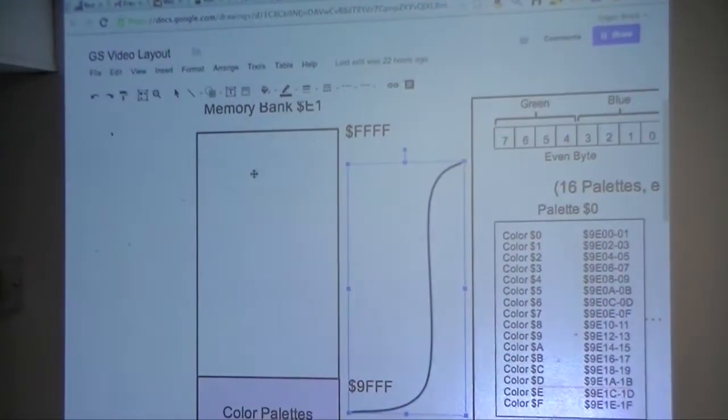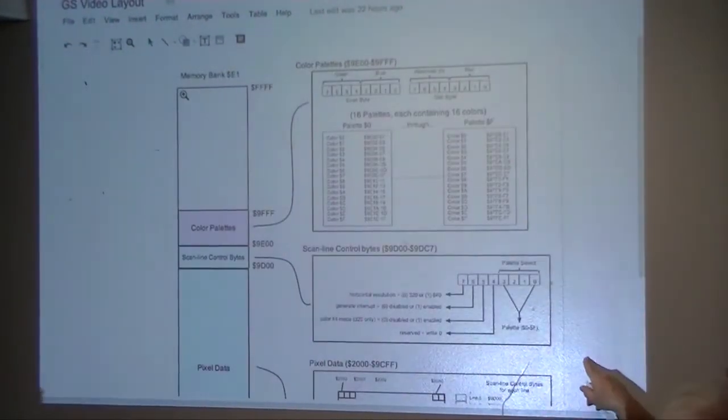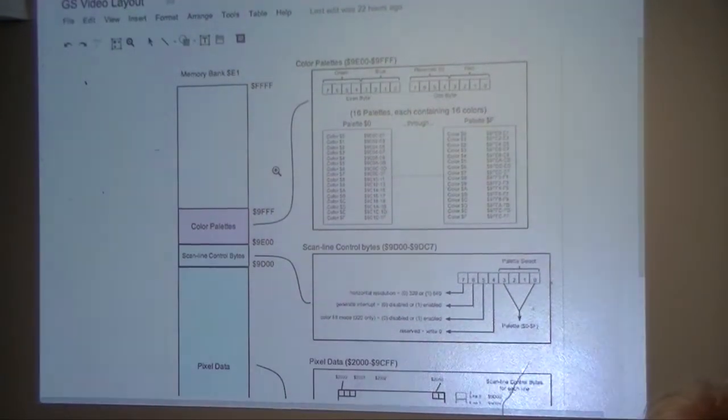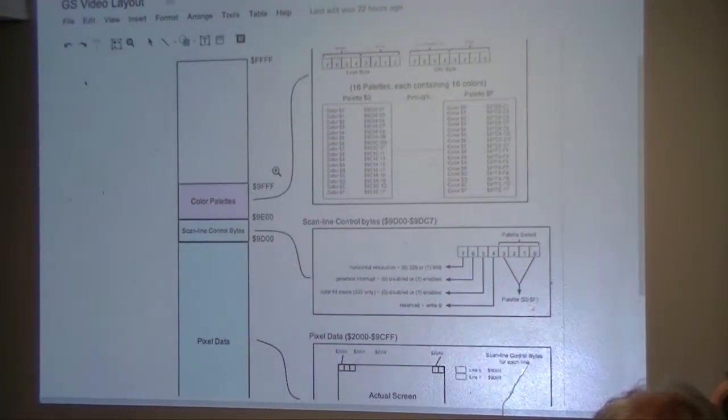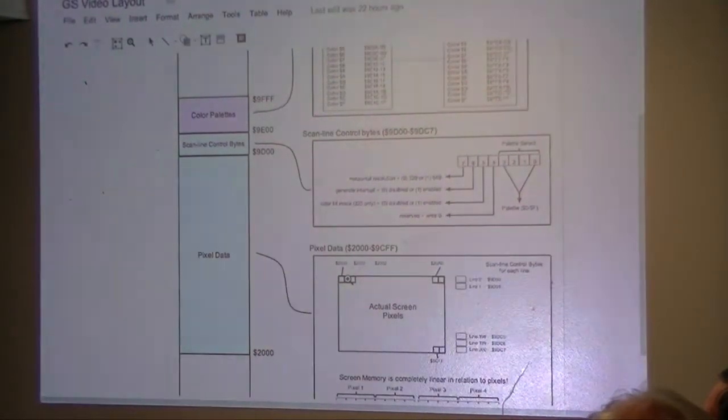But the entire super high-res graphics screen resides essentially in bank E1. You can turn on shadowing to bank 01. And what you have is starting at 2000, the pixel data. And this is actually the pixel that is at the top left of the screen. If you look over here, I kind of mapped it out. So 2000 is actually up here. 2001 is next to it, 2002. Then we get all the way up to 9CFF, which is the bottom right of the screen.